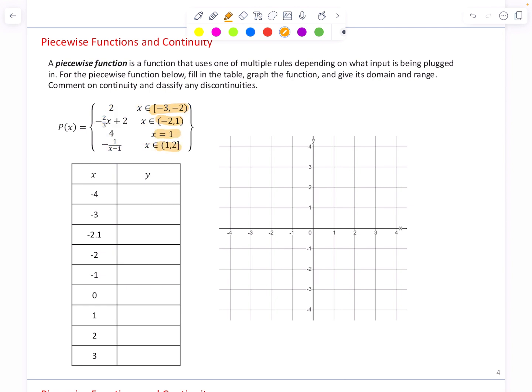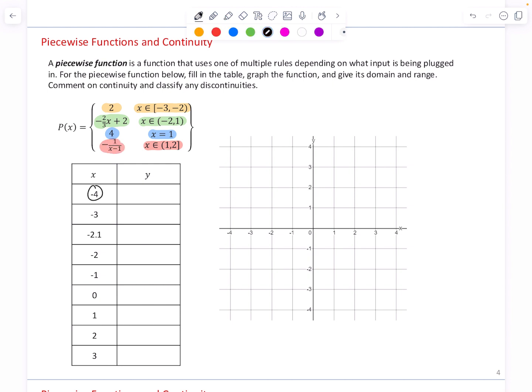These are the conditions on x which will dictate which rule we use to find the output. Notice that there is no overlap in these sets. They are all disjoint. If x is in this first interval, then we use this rule to get the output. In other words, the output will be 2. If x is in this interval, we plug those x-coordinates into this rule, which is a linear function. If x is 1, we simply get an output of 4. And if x is in this interval here, we plug into this transformed graph of 1 over x.